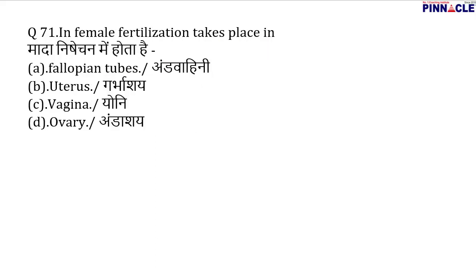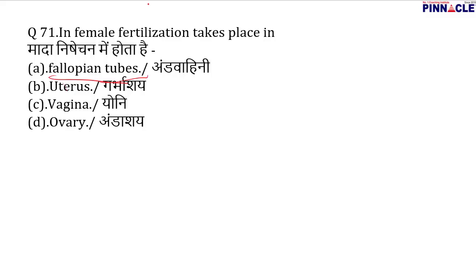Moving to question number 71, we have: in female, fertilization takes place in? So we know that internal fertilization basically takes place inside the female. So inside the female, where does it occur? Generally it occurs in the fallopian tubes.